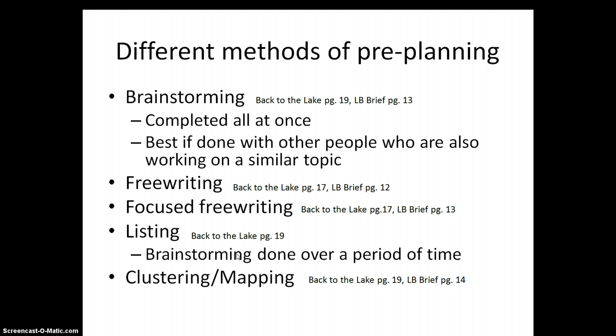There are many different methods of pre-planning. Brainstorming is completed all at once, and is best if done with other people who are also working on a similar topic. Free writing is simply writing to a time or to a length. Focused free writing is with a subject. Listing is simply brainstorming done over a period of time. You just add things to your list that you want to bring out in your essay. Then clustering or mapping is one of the most popular ways of doing this step.